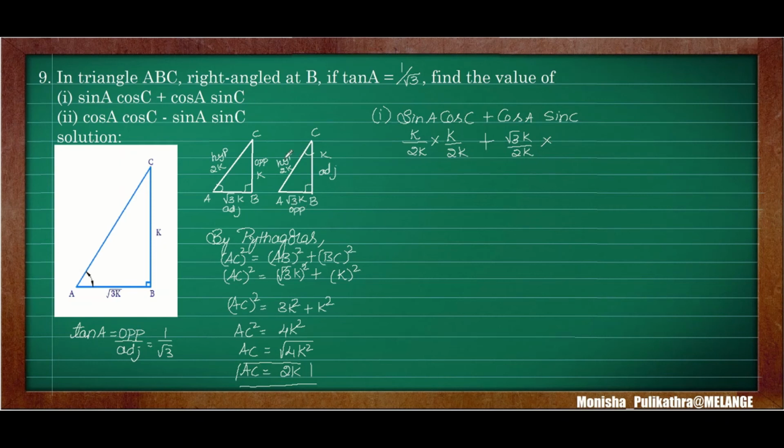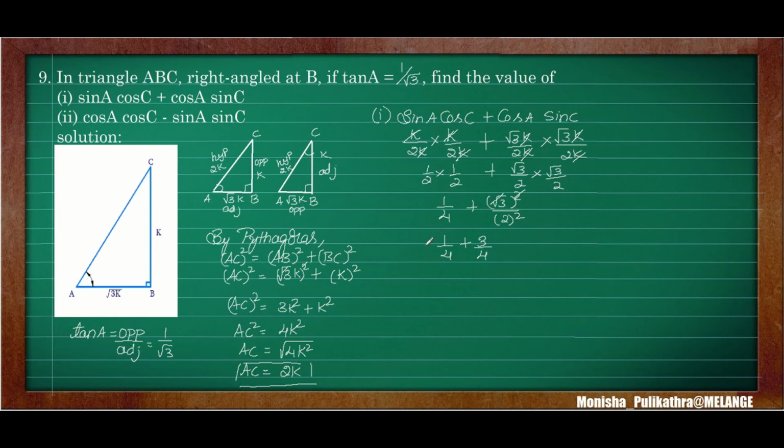Here sin C is opposite by hypotenuse, that is root 3K by 2K. So here the K's get cancelled. The remaining is 1 by 2 into 1 by 2 plus root 3 by 2 into root 3 by 2. So 1 by 2 into 1 by 2 is 1 by 4 plus root 3 by 2 into root 3 by 2 is root 3 whole square by 2 square. So that is 1 by 4 plus, here square and root get cancelled, 3 by 4.